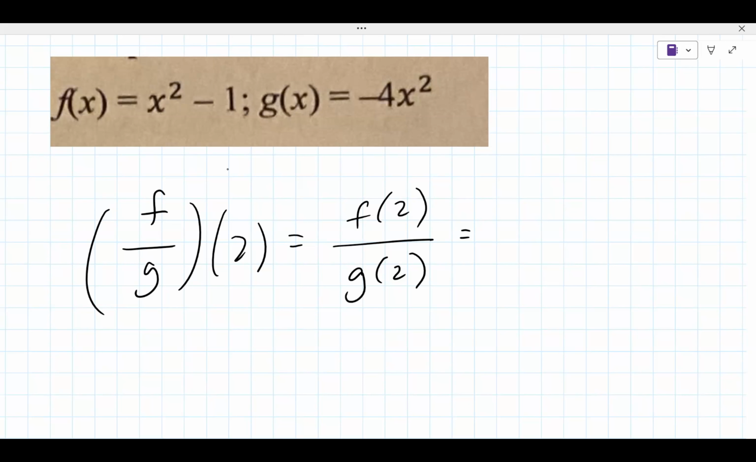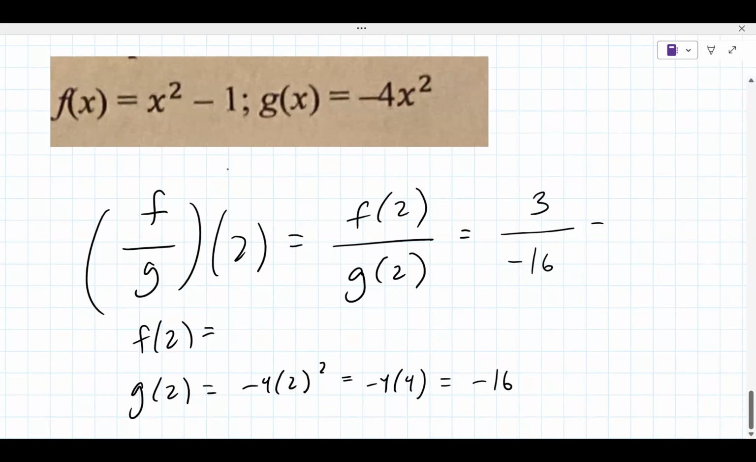Okay, so here's my question with this. For minus 4x squared, x becomes 2. So is it minus 8 squared first? No, you square first, and then you multiply by 4, so it's minus 4 times 4, which equals -16. So then that'd be -16, and 2 squared is 4, minus 1, over 3. So 3 over -16.